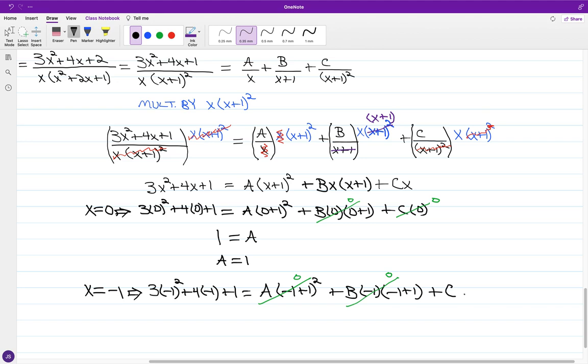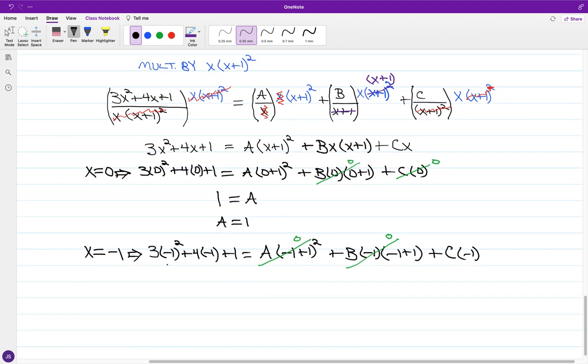And we have plus c times negative 1. And looking at what we have now, negative 1 squared is going to be 1. So we have 3 times 1. 4 times negative 1 is negative 4. Plus 1. Again, with a and b out of the picture, on the right we have negative c.